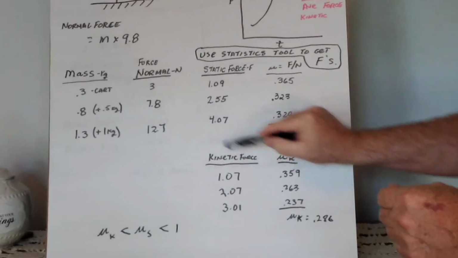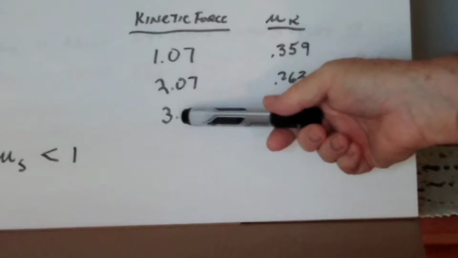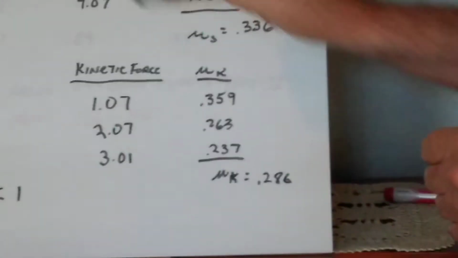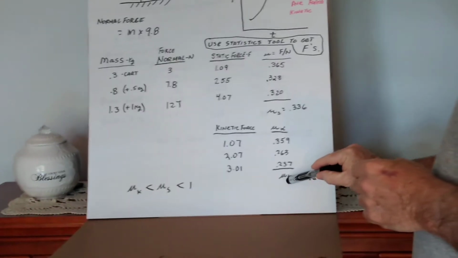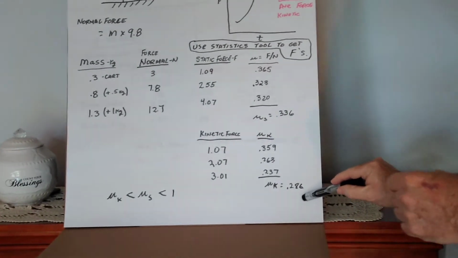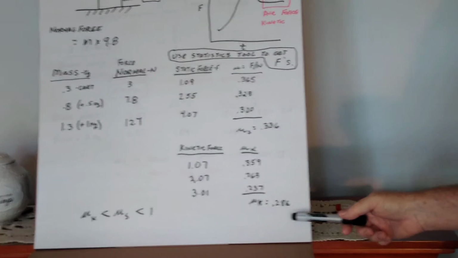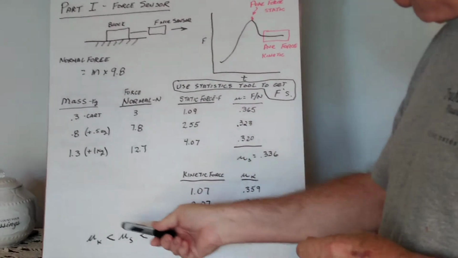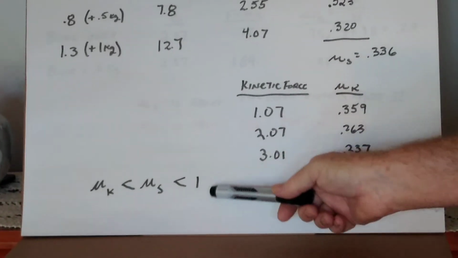Now, to do the kinetic coefficient of friction, again, we're using the forces from this program, the average kinetic force, which we measured for these 3 scenarios. And these are the kinetic forces, 1.07, 2.07, 3.01. Again, knowing the force, knowing the normal force, we can calculate the mu sub k. And we're coming up with a mu sub k here of 0.286. So static, it's 0.336. Kinetic, it's 0.286. And as we suspect, the kinetic friction will be less than the static friction, and of course they both will be less than 1.